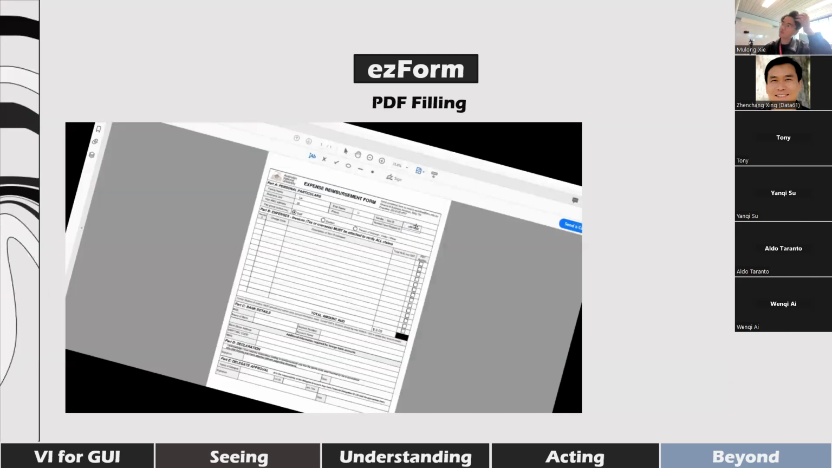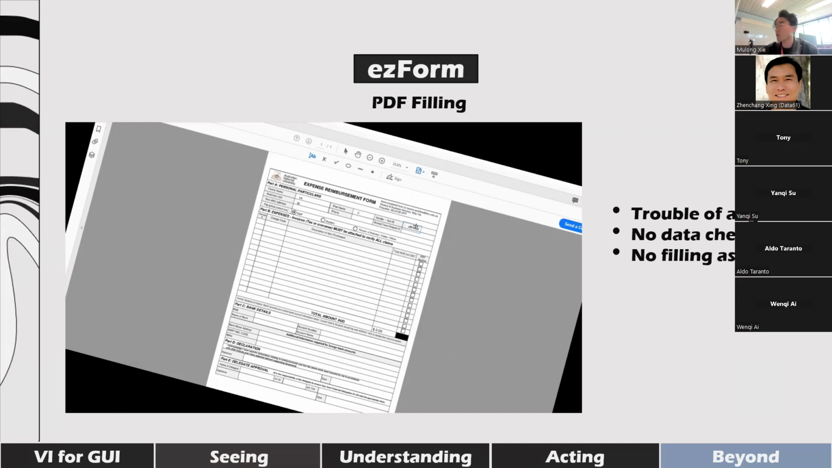So for the PDF filling, there are also lots of problems. For example, you have to adjust the element by yourself, which is really noisy sometimes, and it doesn't have any data check. It doesn't know.